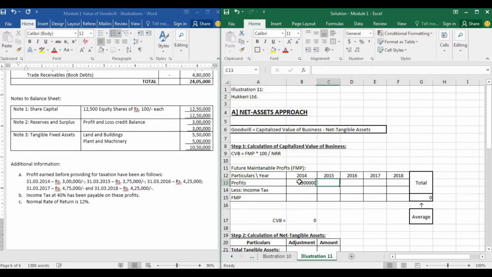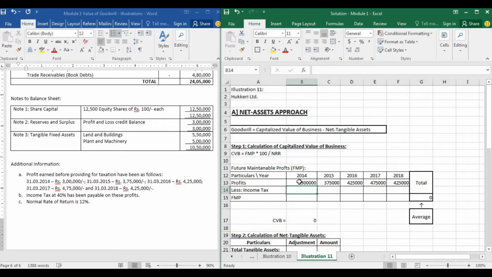It is 3 lakh rupees for 2014. For 2015, it is 3,75,000. For 2016, it is 4,25,000. For 2017, it is 4,75,000. And for 2018, it is 4,25,000.